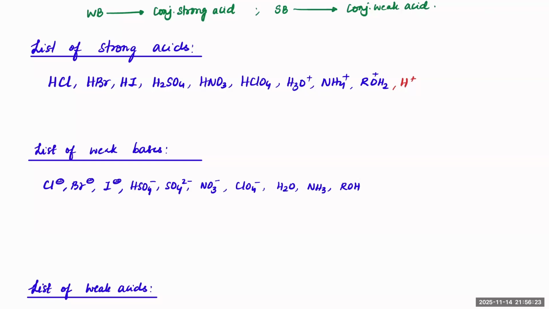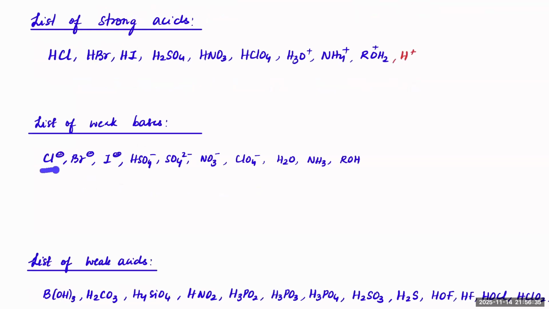As these are the strong acids, what could be the list of weak bases? Because these are all strong acids, just write their conjugate bases, everybody: Cl-, Br-, I-, HSO4-, SO4 2-, NO3-, ClO4-, H2O, NH3, ROH. These are all going to be weak bases. So water, ammonia, alcohol. Everybody notice the last three. What are these? Water, ammonia, and alcohol. Correct. These are generally weak bases.